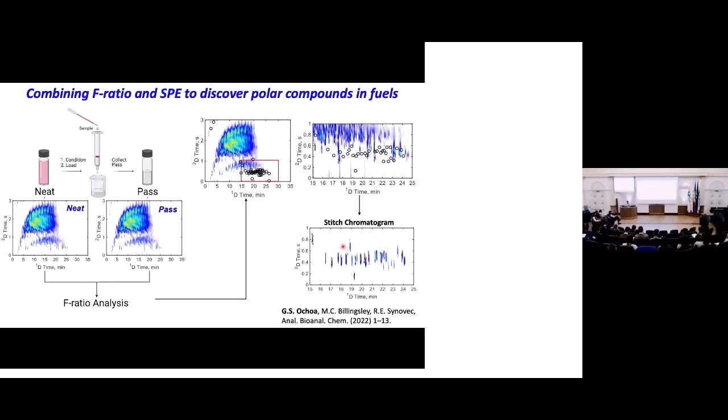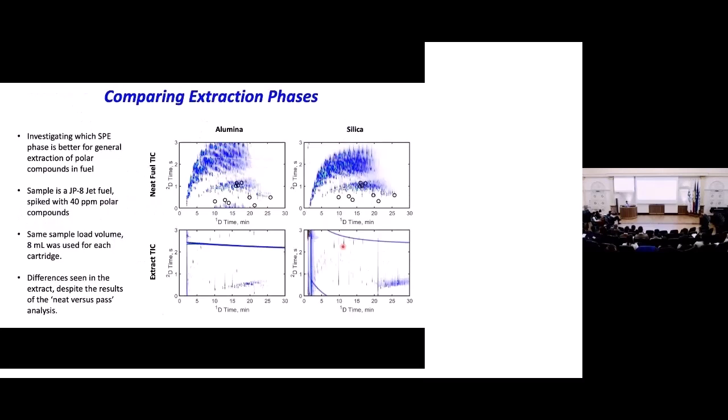But one thing that we noticed while doing all of our extractions is that we tried a lot of different SPE phases off the bat. Here we have two examples. We tried using alumina and silica, and after running a jet fuel through these cartridges with the same amount of load volume, we ended up with two different extractions, where the alumina had a different polar profile than we got from the silica. We didn't think that silica and alumina should be so different that they pull out completely different polar compounds.